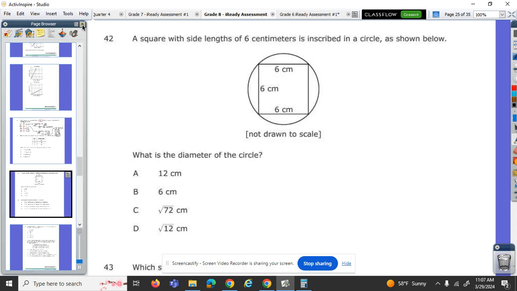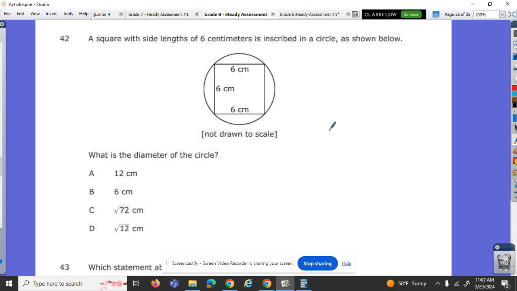Okay, question 42. A square with side lengths of 6 centimeters is inscribed in a circle as shown below. What is the diameter of the circle? Remember, diameter is the measure across a circle. We normally see the diameter going across this way, but a circle has a diameter that can go in many different directions. So do you see what they're trying to get you to pull in like we did in our last session?